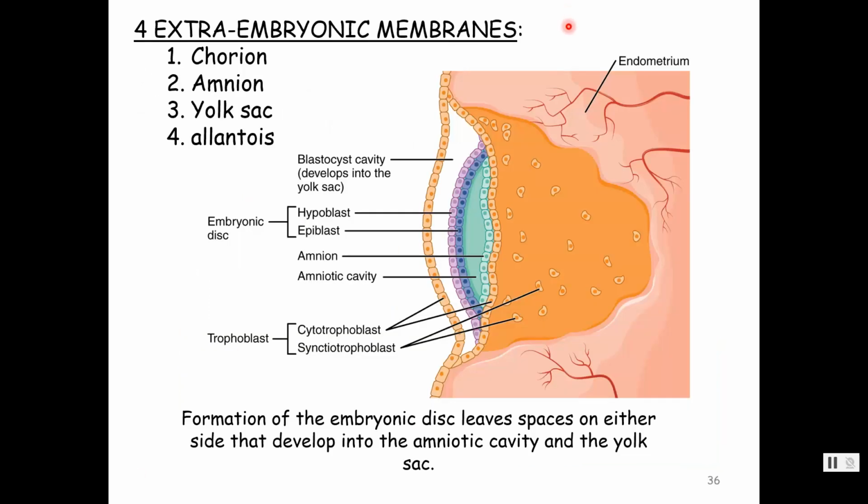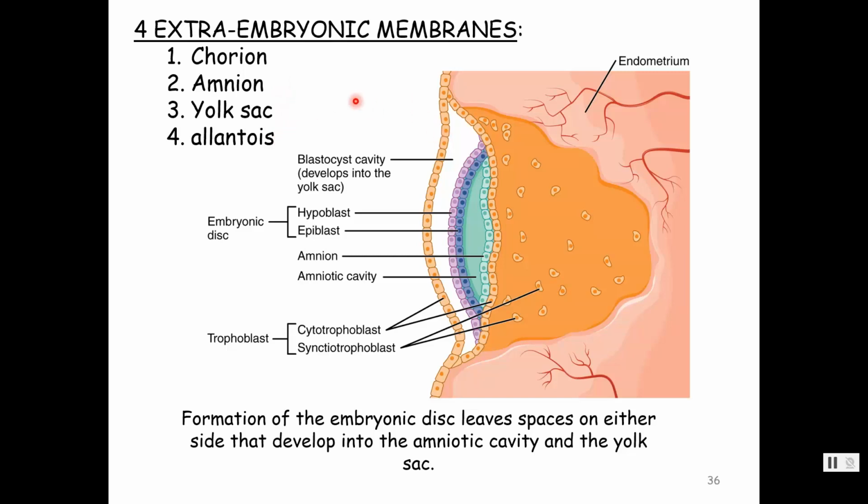Let's take a look at this picture. We need to back up a little bit, so we're not going to talk about the embryo right now. We're going to talk about the 4 extra embryonic membranes. We have the chorion, which is going to be the fetal part of the placenta. We have the amnion, which is going to create a nice sac for the embryo and fetus to develop in. And then we have the yolk sac and the allantois, which are going to become our umbilical cord.